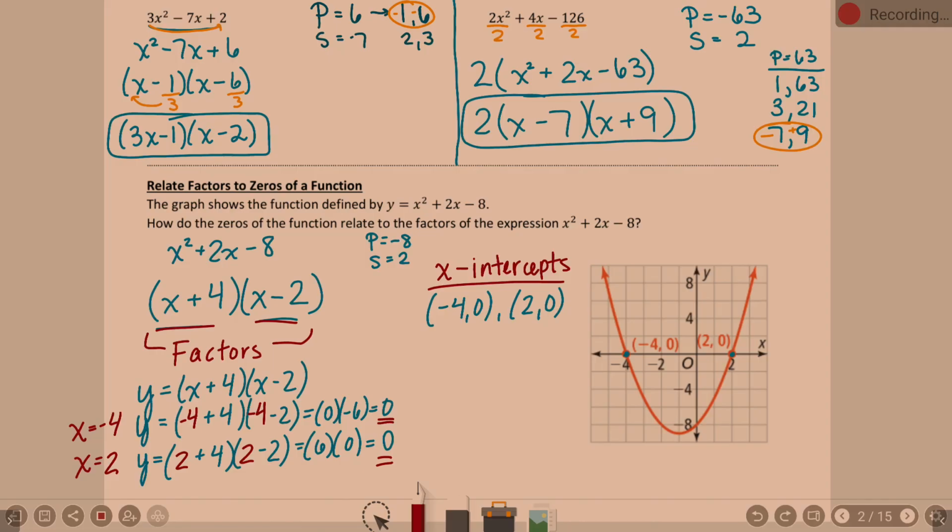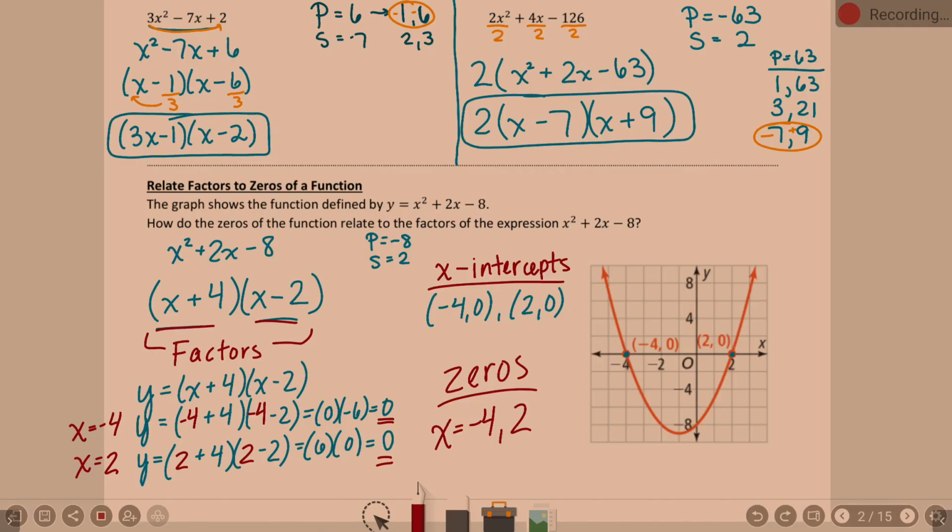In both cases, what did negative 4 and 2 also both do? They made my equation equal 0, yes? Thus, negative 4 and 2 are my zeros. So, all of this ties back together: the x-intercepts were negative 4 and 2, and the zeros are also negative 4 and 2. So the connection is that zeros and x-intercepts are the same thing.